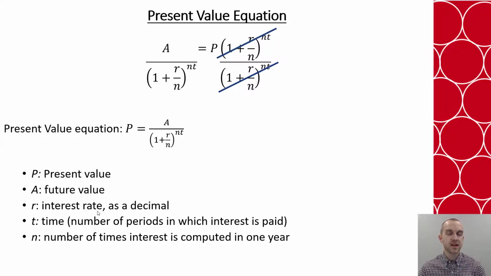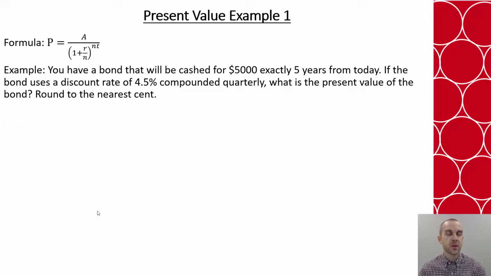Let's look at an example to see how to do this. So again, we're going to have our formula up here to help us. Say we have a bond that will be cashed for $5,000 exactly 5 years from today. If the bond uses a discount rate of 4.5% compounded quarterly, what is the present value of the bond? And round that to the nearest cent.